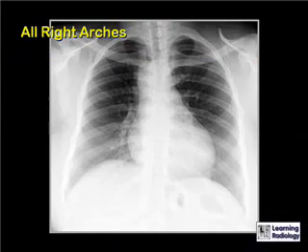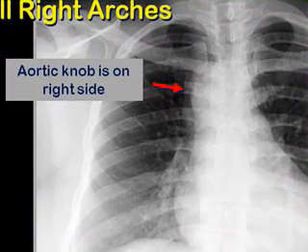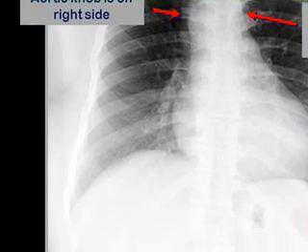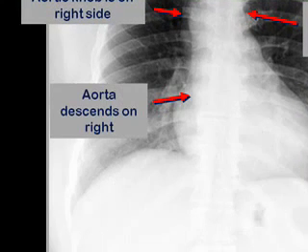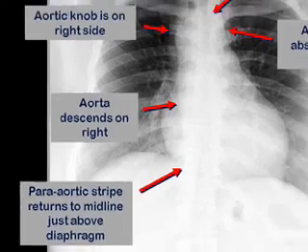All right aortic arches have certain things in common. The aortic knob is on the right side. There's leftward displacement of the trachea. There is no aortic knob on the left side. The aorta descends on the right. And usually just above the diaphragm, the aorta returns to the midline and then to the left side.